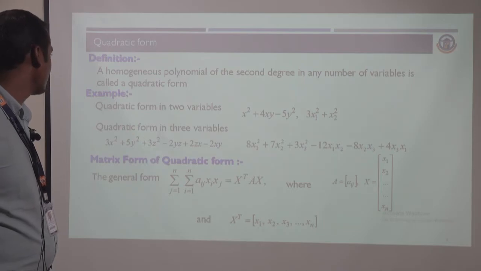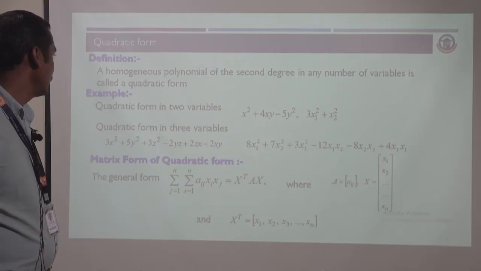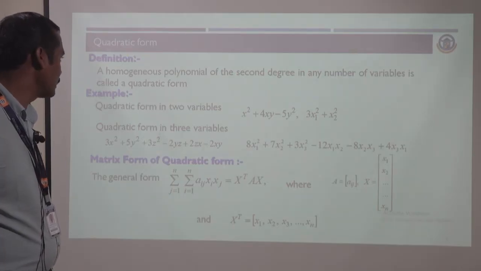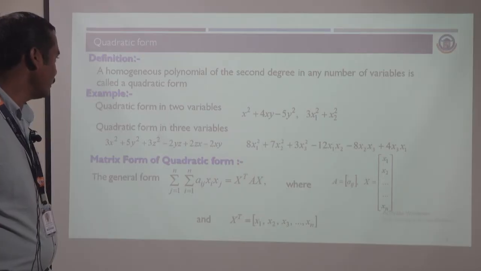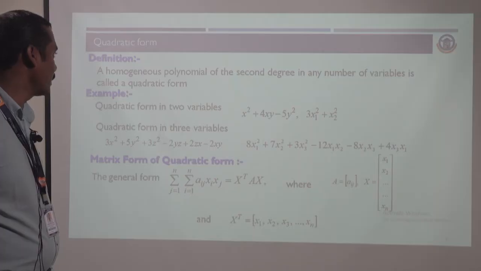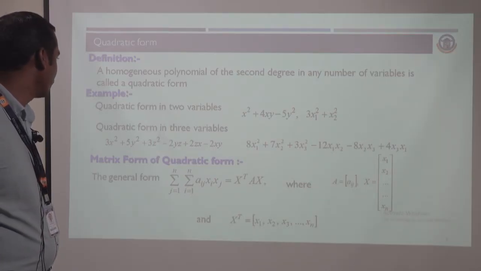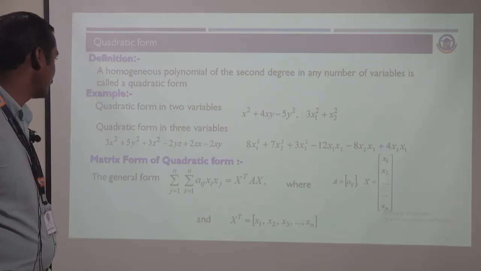So, here the examples are given in 2 and 3 variables. In the first equation, it is a quadratic form in 2 variables. There are 2 variables, all the terms occur in power 2. That is x square plus 4 into x power 1 into y power 1 minus 5y square. Then the second example is for 3 variables. In that expression, there are 3 variables available.